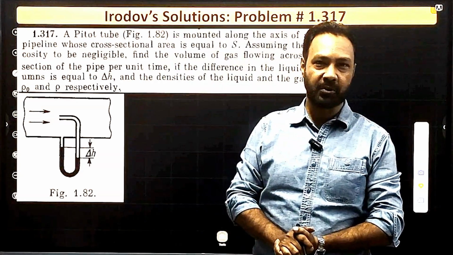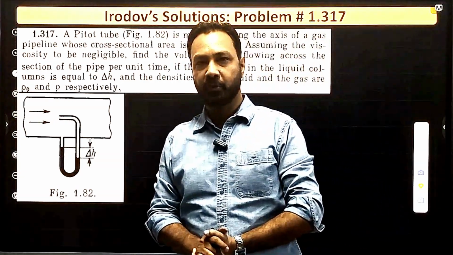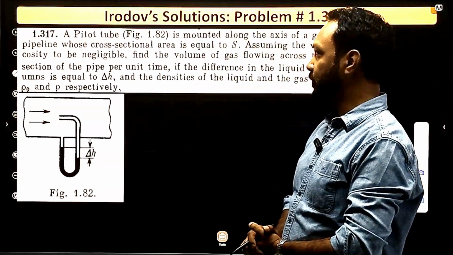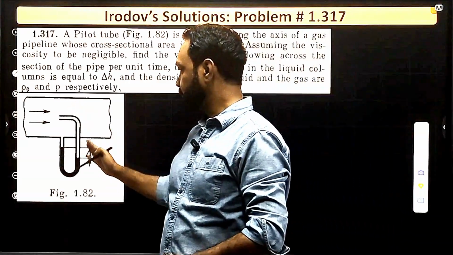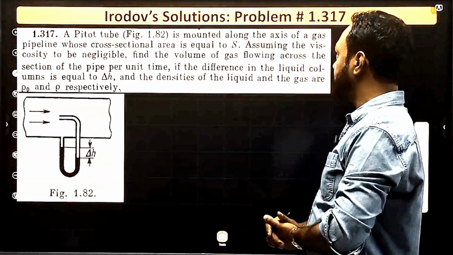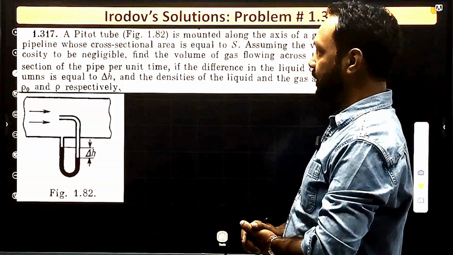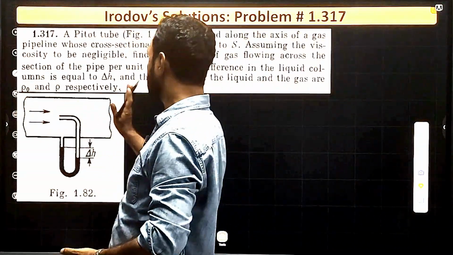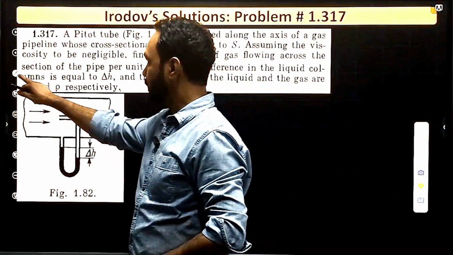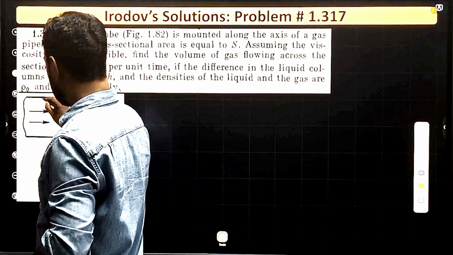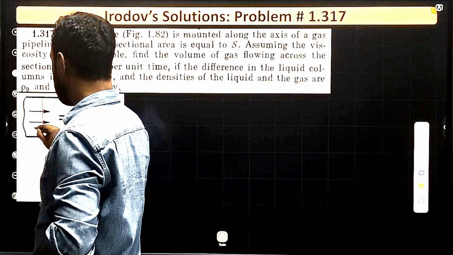Hey audience, let's see this question of Irodov from Hydrodynamics. It's question number 1.317. The question states a pitot tube is mounted along the axis of a gas pipeline. This is a gas pipeline whose cross-section area is equal to S. So this whole cross-section area is S.